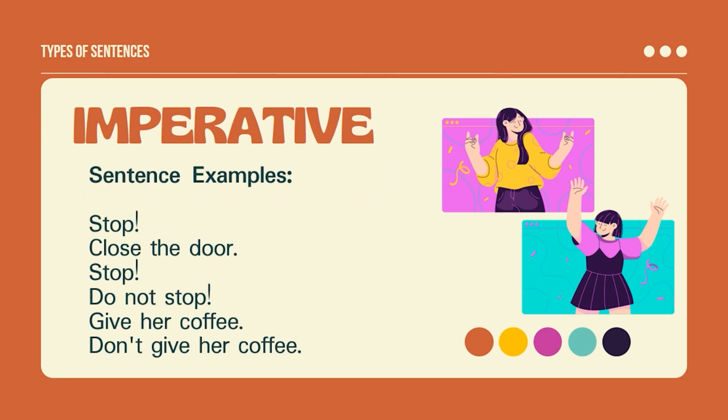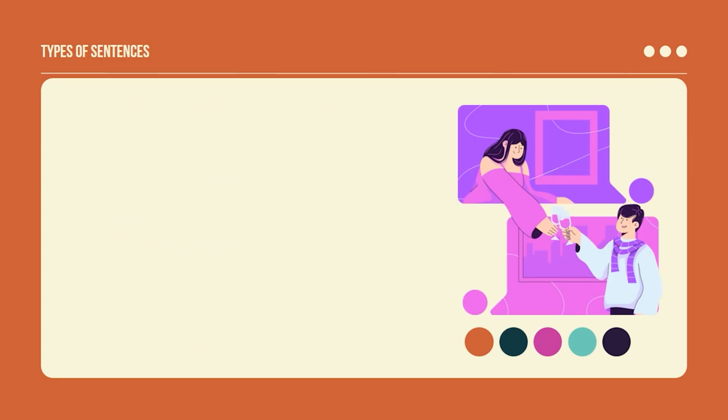The sentence examples for the imperative sentence are, stop, diba? Stop, close the door. Or you may say, kindly close the door. Diba? Iba yung dating niya kaysa sa stop. Do not stop. Give her coffee. Or don't give her coffee. Okay, so an imperative sentence could also be positive or negative.